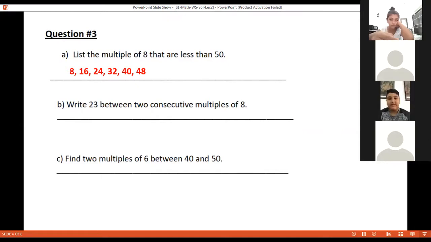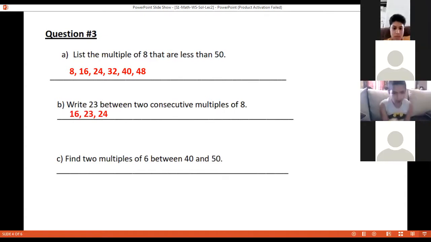I want you to write 23 between two multiples of 8. So 23 is in the middle, and I need the first multiple of 8 before and the first multiple of 8 after. The first one, 16. Yes, Zahra. 16, and then 23, and then 24. Excellent, Zahra. Great job.